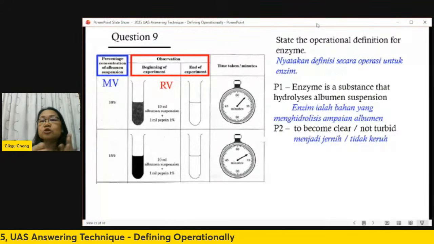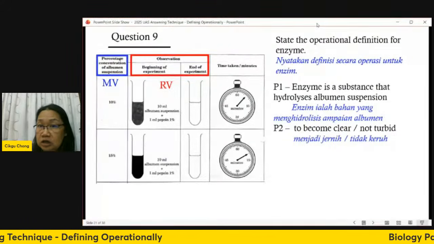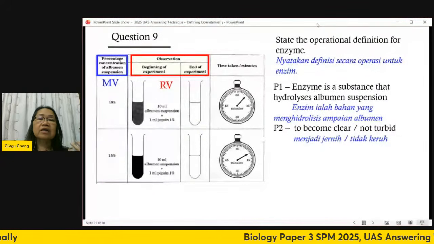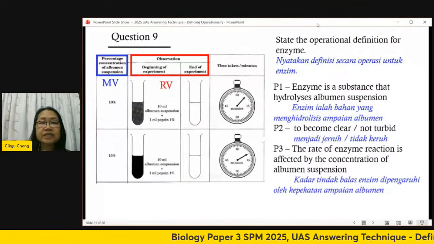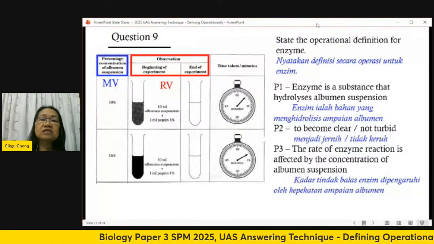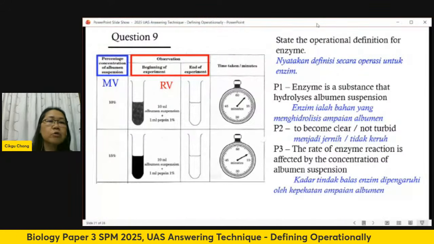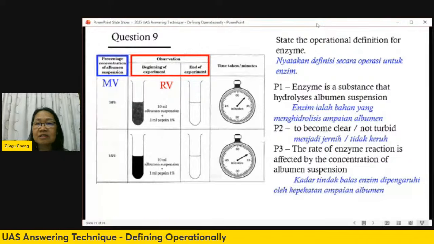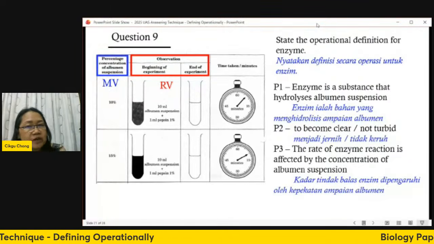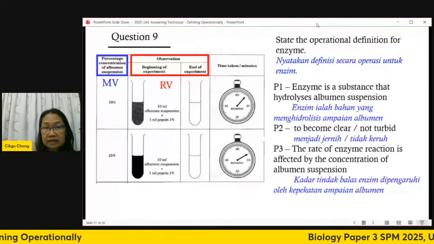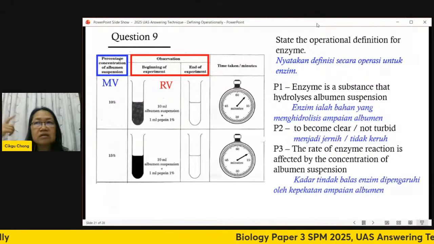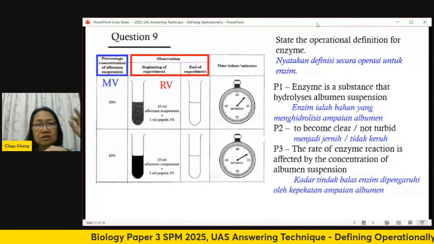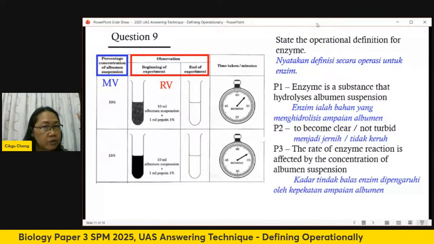All right, so to become clear or not turbid, and what is the third one? Again, MV: the rate of enzyme reaction is affected by the concentration of albumin suspension. So that is your MV. Understand or not? Okay, so you see a few examples, if you're not sure, see again later. Write down, think, how do I write my P1, P2, and my P3 specific for the experiment. Okay, one more, last one.